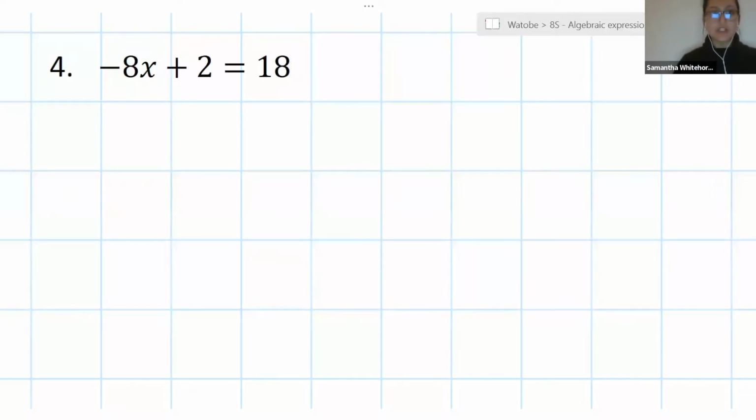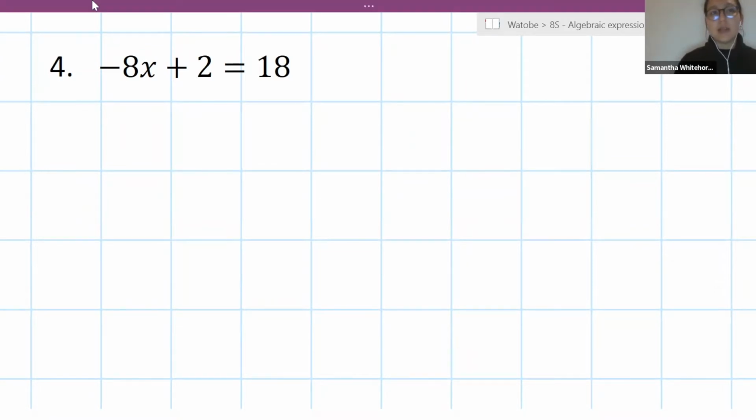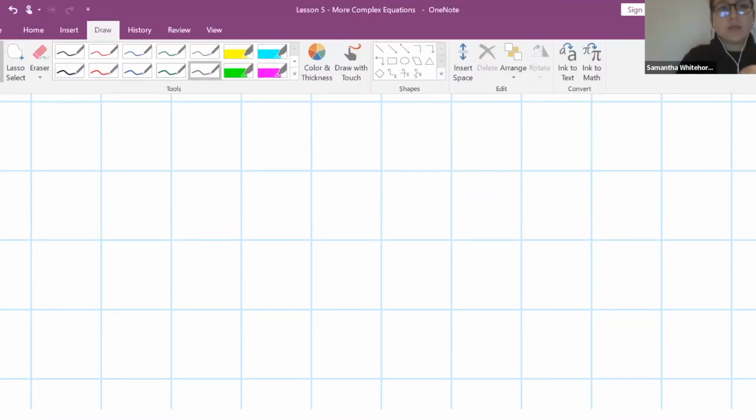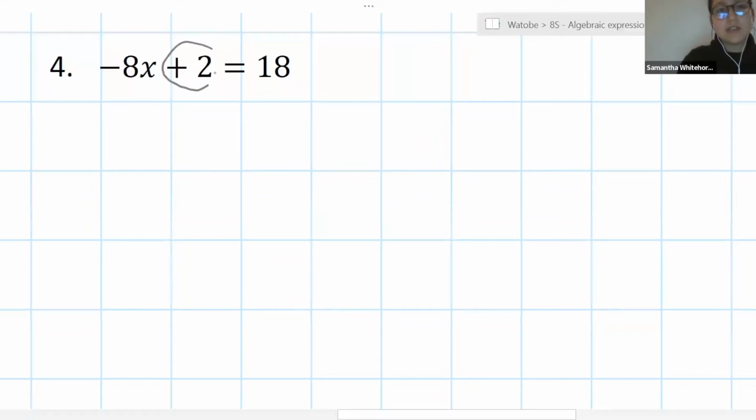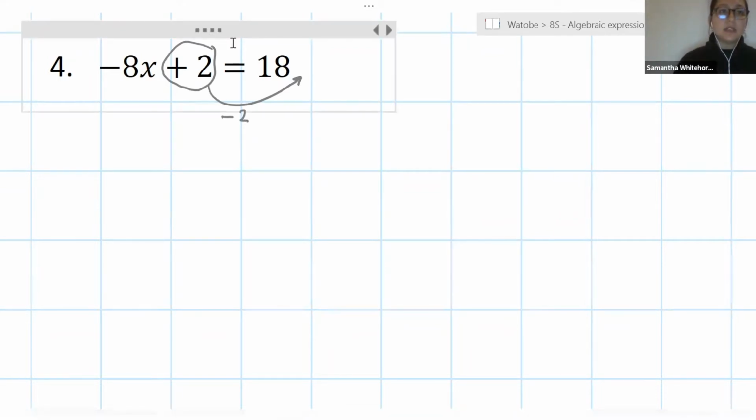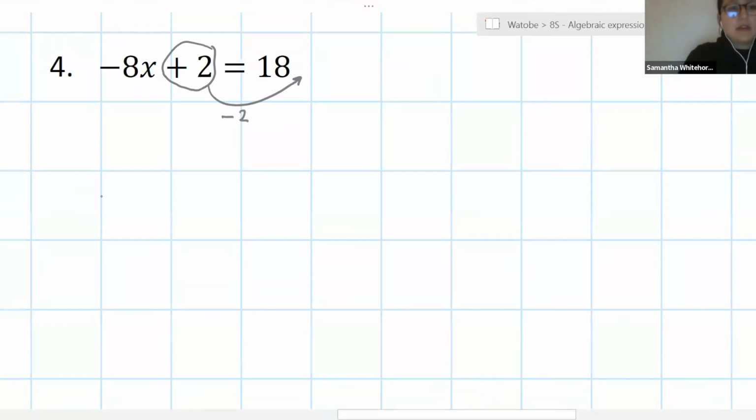So let's have a look here at question 4. We've got negative 8x plus 2 equals 18. In this case, I only have one x term and it's already on the left-hand side. That's great. What I now want to deal with is the plus 2, because remember we spoke about the fact that we want to put all the constants onto the right. So this needs to move. The only way for it to move is to do the opposite of its original operation. So I'm going to have to subtract 2. That results in negative 8x is equal to 18 minus 2.